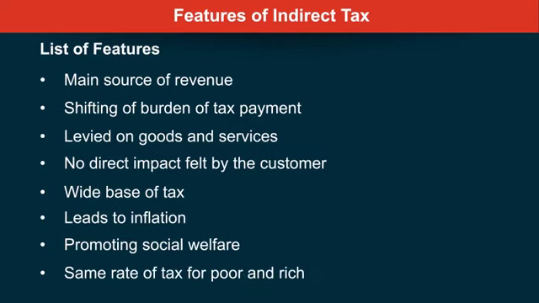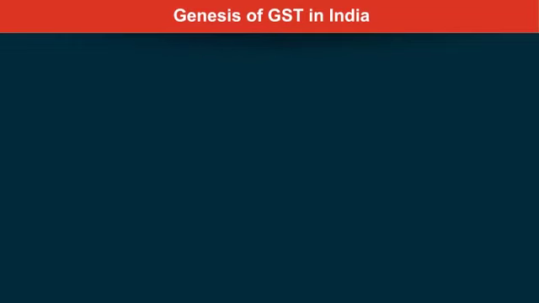Lastly, same rate for poor and rich person. Now it does not make any difference whether the person is having income of 2 lakhs or whether the person is having income of 2 crores. The amount of indirect tax borne by the person is same, because there is no concept of progressive taxation in case of indirect taxes. Let us understand what is the genesis of GST in India.